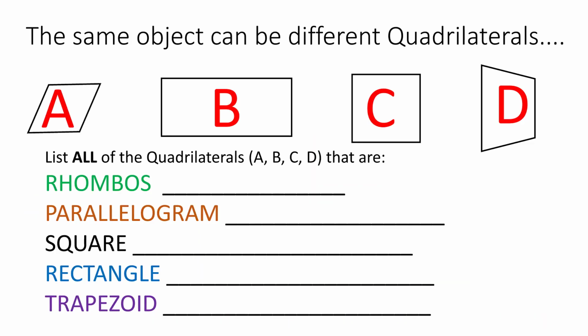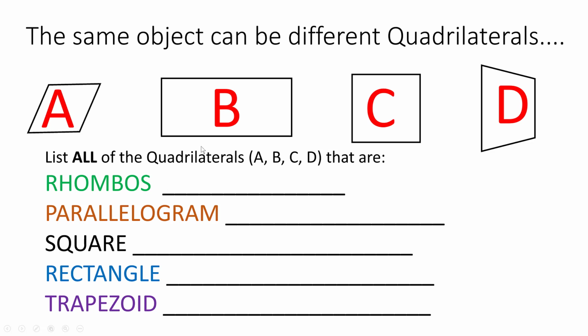Okay, all right, now I touched on this a little bit in the lecture, and I hope you guys will understand it. Some objects can be different quadrilaterals, but they can fit into more than one category. So for example, we have over here A, B, C, and D. I want you to tell me if there are any of these 4 shapes that fit into more than one category. So is there a shape that fits into rhombus and another type of quadrilateral, right?